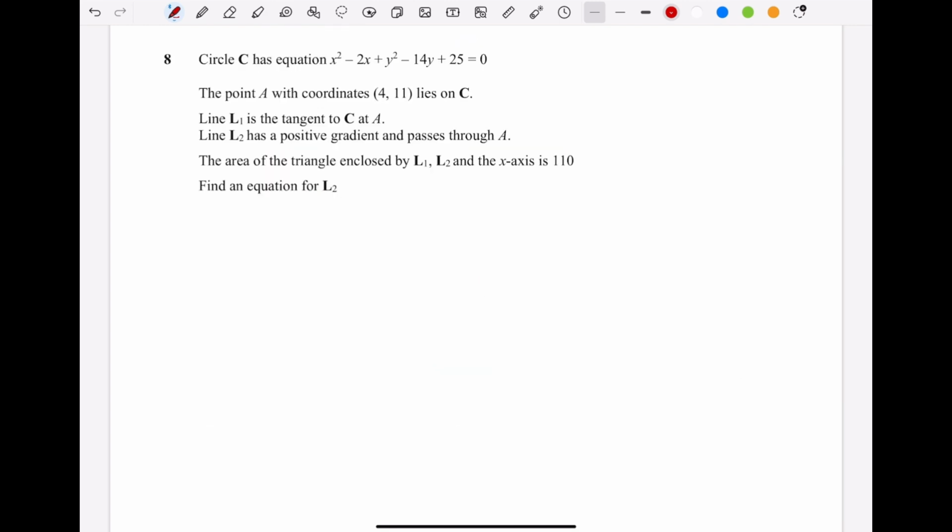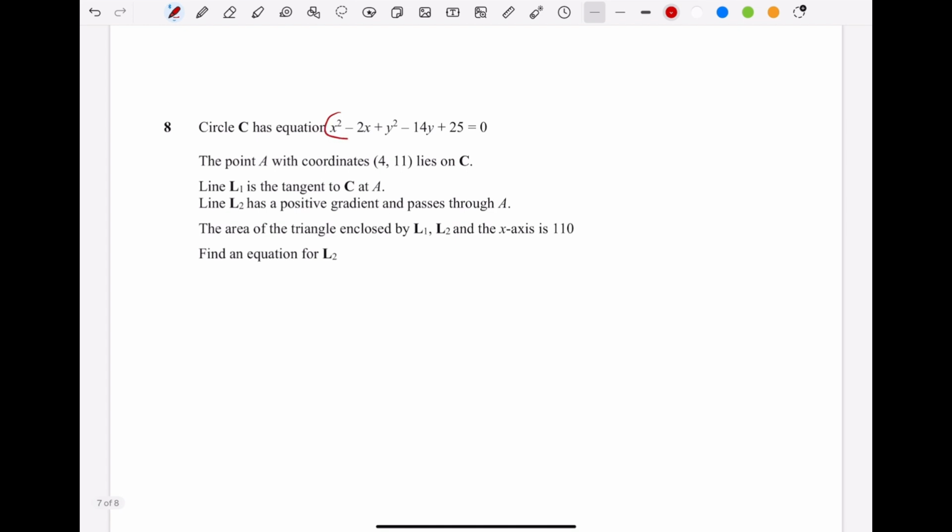Now in this question, we are told that circle C has an equation x squared subtract 2x plus y squared subtract 14y plus 25 equals 0. Now when we look at the circle equation, what we need is the center and the radius. What we need to do is complete the square and put the equation in the form of x take away a squared plus y take away b squared equals r squared.